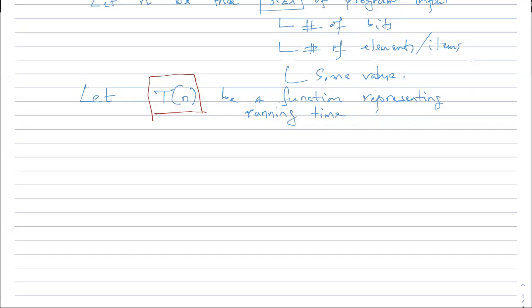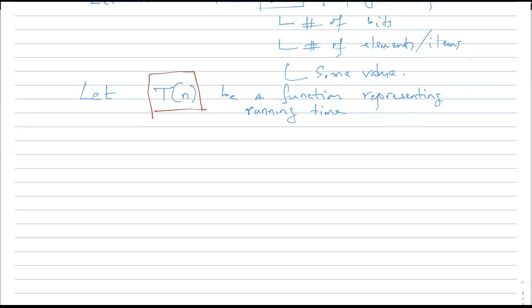So therefore, the other function, let f of n be the other function that we are trying to relate with T of n, be preferably simple enough for us to reason about how it grows as n becomes really, really large.